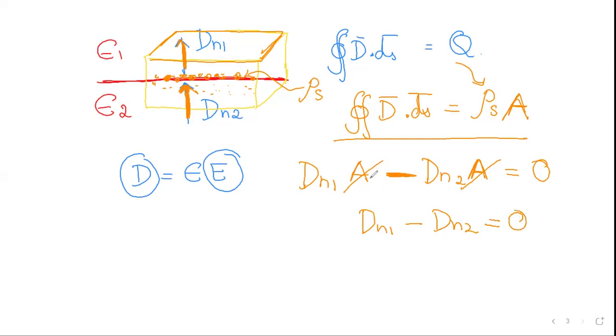Okay? Is that clear? So, the normal flux density at the interface is also continuous.